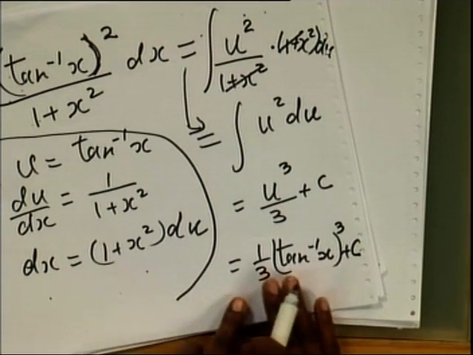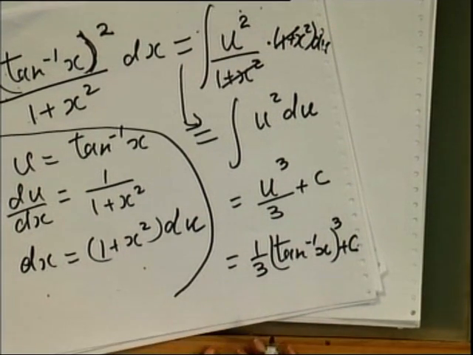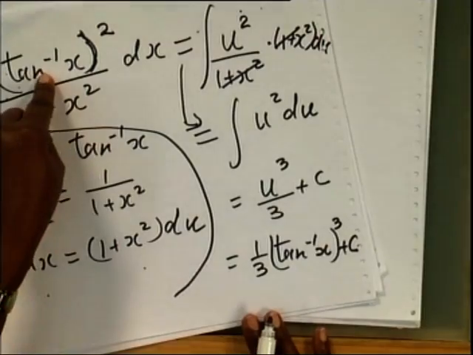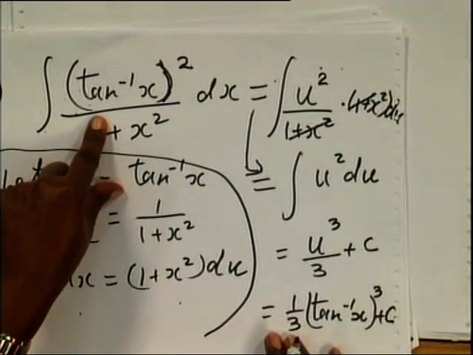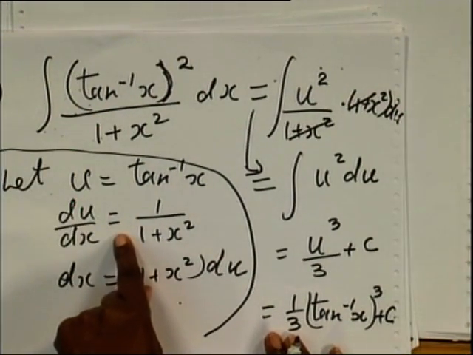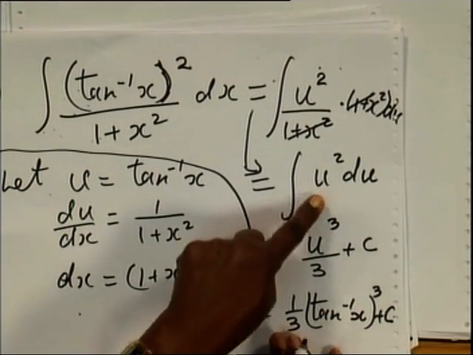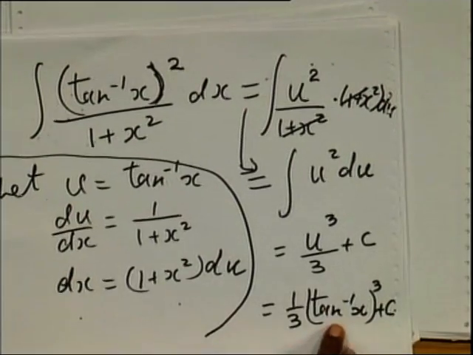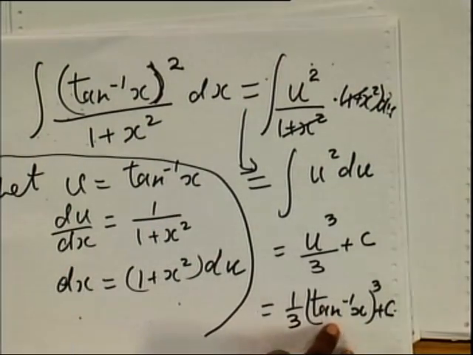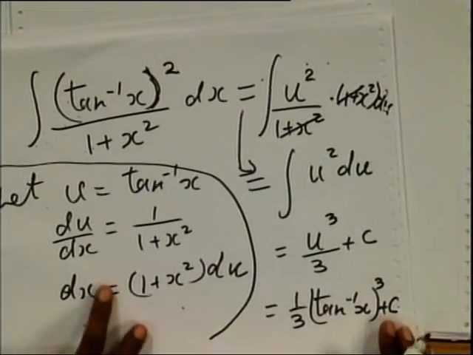This is how you handle u substitution. It looks so complicated from the beginning. Now when you apply your u substitution properly, you end up with a simple integral in the power form. Then you integrate and then go back and substitute your original variable. That's the last step, the 5th step.